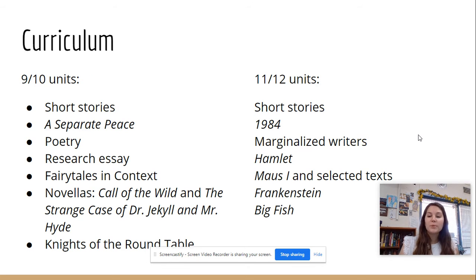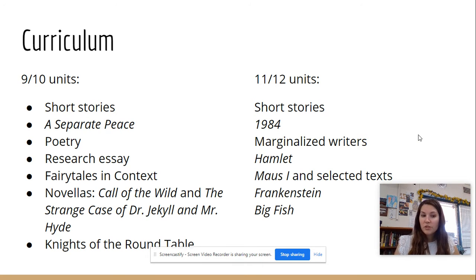So in terms of curriculum, I thought I'd give you a preview of the units that we are going to do this year. They are subject to change, but in general, in 9th and 10th grade, we're going to focus first on short stories. That'll be for our first unit of the year. Then we'll read a separate piece. We'll do some poetry. We'll do a research essay, focus on a unit called Fairy Tales in Context, which is always really interesting, looking at the historical background and the cultural background of a fairy tale.